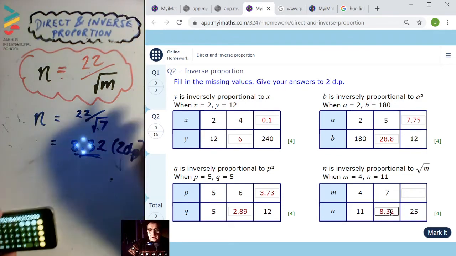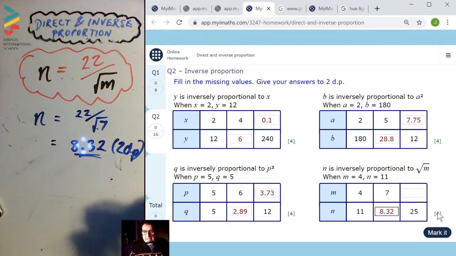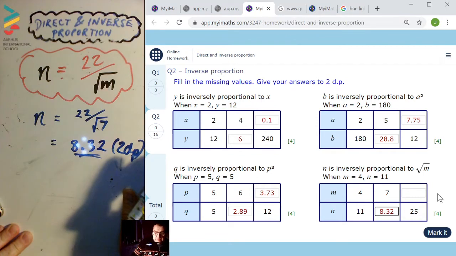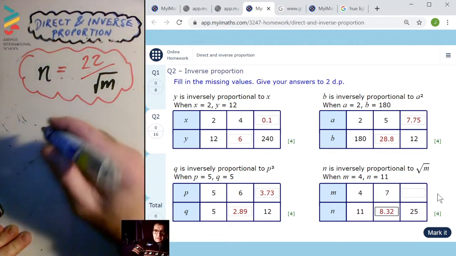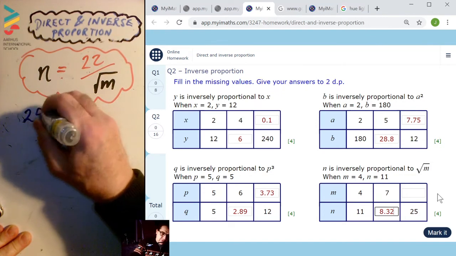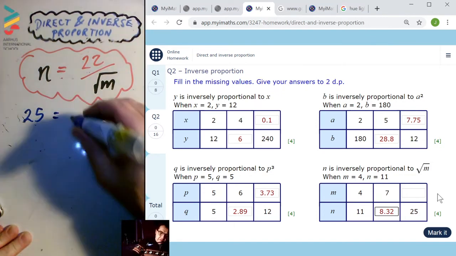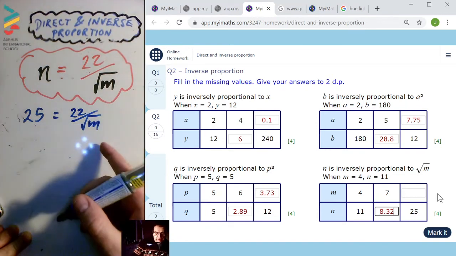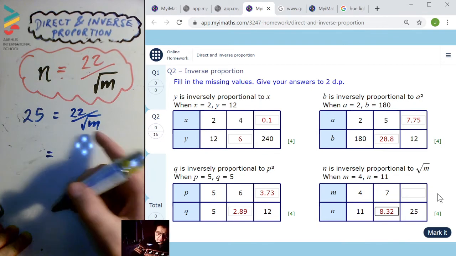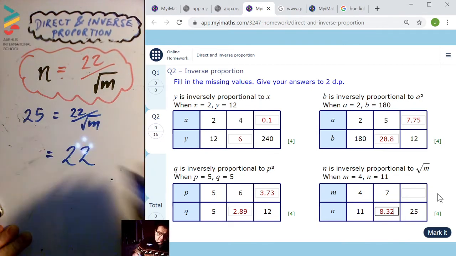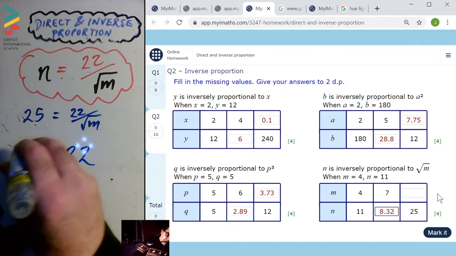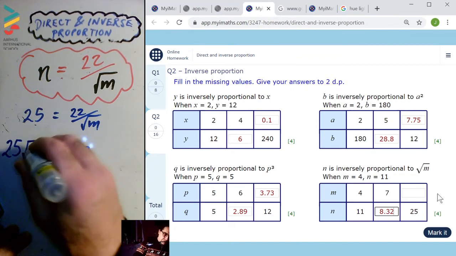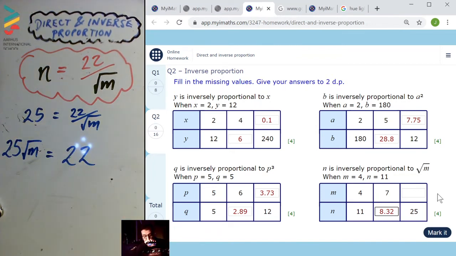8.32. Okay, and then the last one, when n equals 25, we've got to figure out what m is. Okay, so n is 25, so I'll replace the n with a 25. 25 equals 22 over root m. I'd like to get rid of the fraction, so I'll multiply both sides by the square root of m just to get a whole 22, get rid of the fraction. But then I've got to multiply the other side by the square root of m as well. So 25 times the square root of m equals 22.